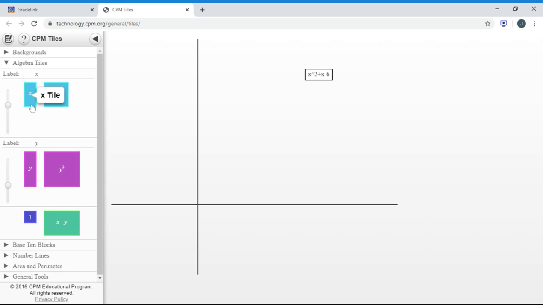So what we're going to do is we're going to set up our tiles. So you just set up an x squared, you have a single x here, and you have minus 6 for your constants, your constant term, your C term, if you were to look at it that way. All right, so here we only have this.